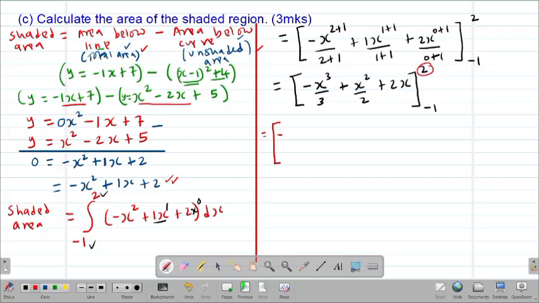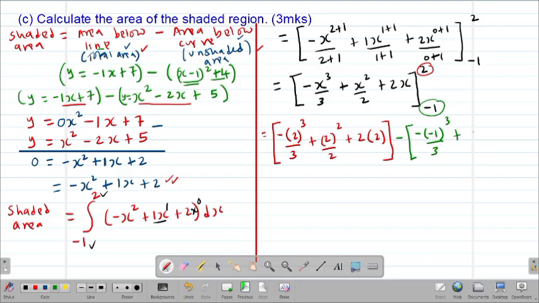So this will be negative, then the limit is 2. So 2 power 3 divided by 3. Then of course plus, the limit is still 2, so we'll have 2 squared divided by 2. Then plus 2 into positive 2. Then we substitute the lower limit, which is negative 1. So this will be minus negative into negative 1 cubed over 3, then plus negative 1 squared over 2, then plus 2 into negative 1.